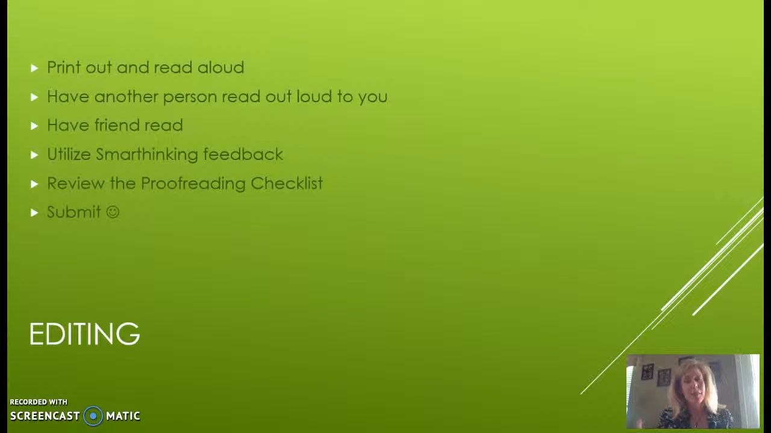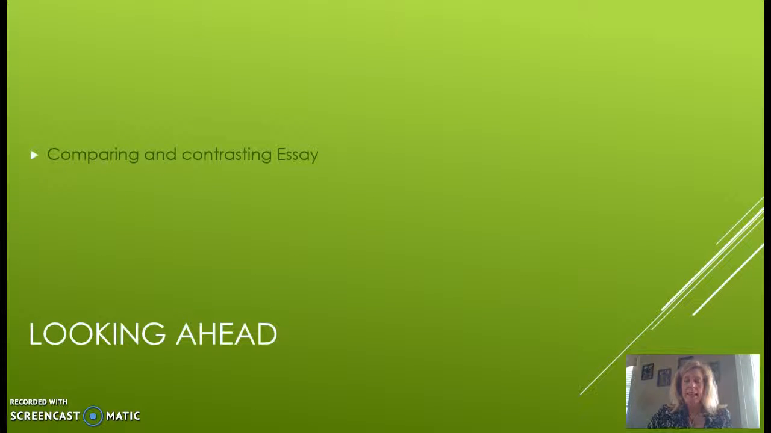Also, have another person read it out loud to you, because if you read it to yourself, you might miss some words because you think you know what it says, and so you assume that it says it, but it may not necessarily say it on the paper. Also ask a friend to read it to themselves and give you an honest perspective. Of course, you're going to utilize the Smart Thinking feedback in addition, and then go over the checklist, the rubric, before you submit. Okay, and then you're ready to go. So that's all we're doing for this week, is just the final editing stages.